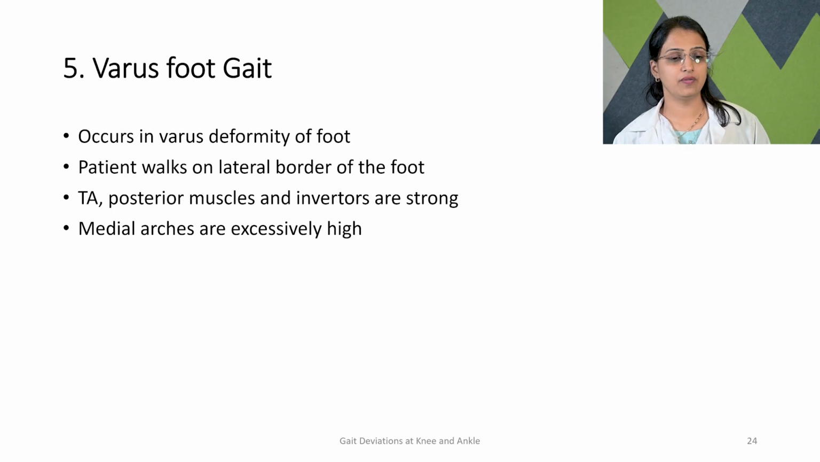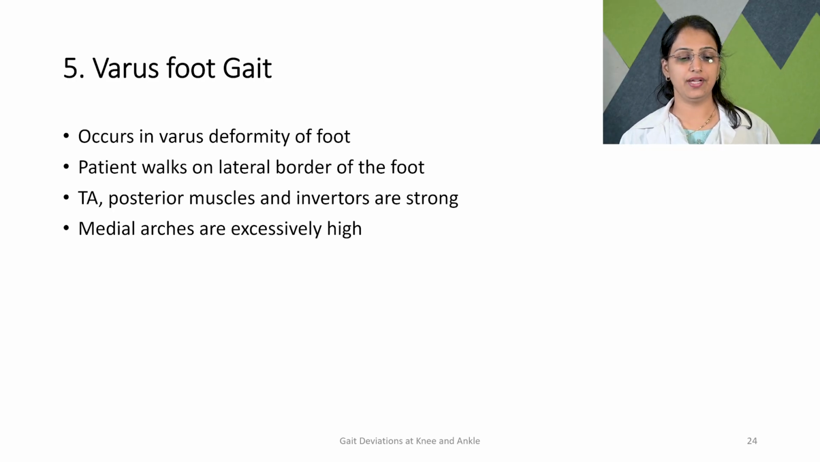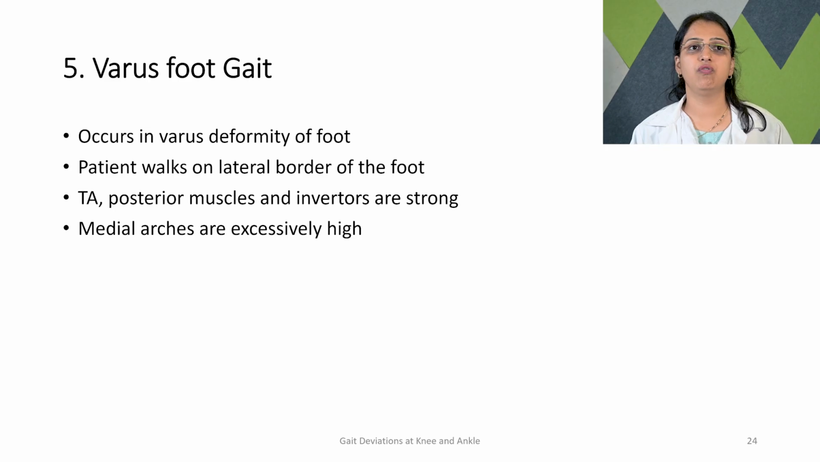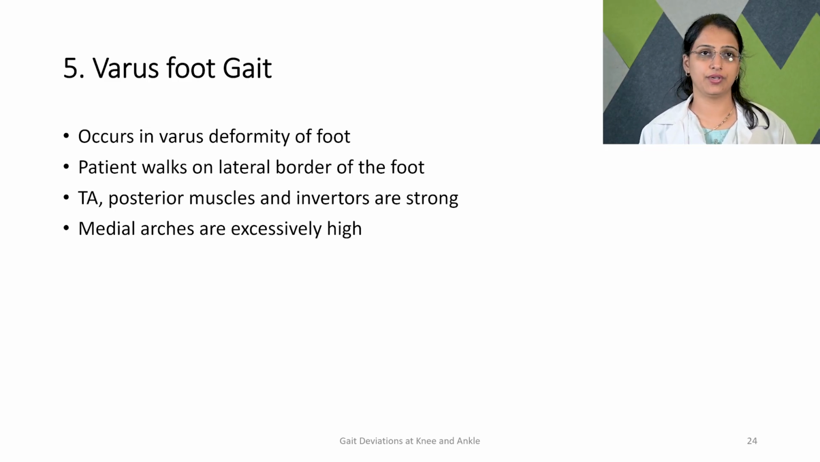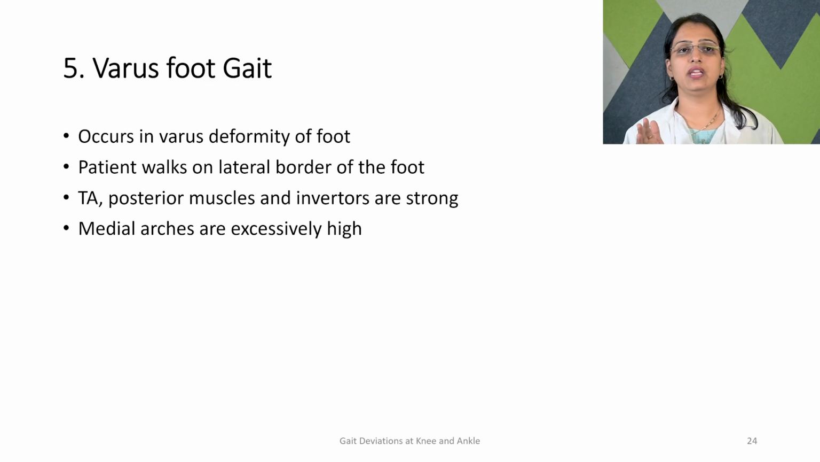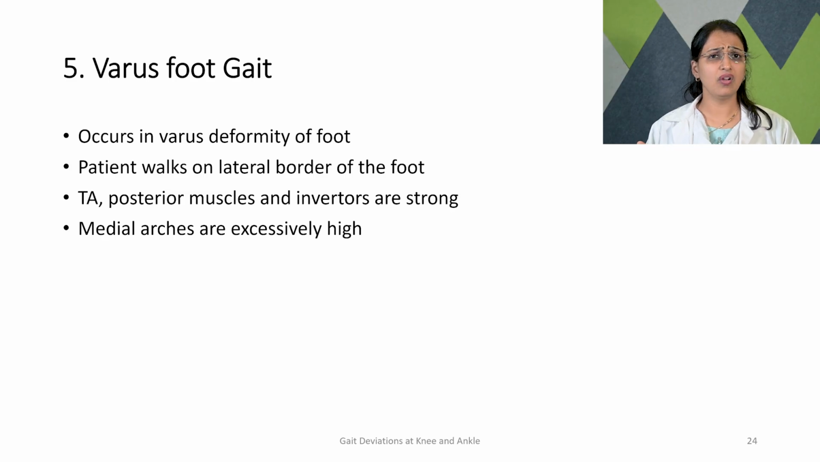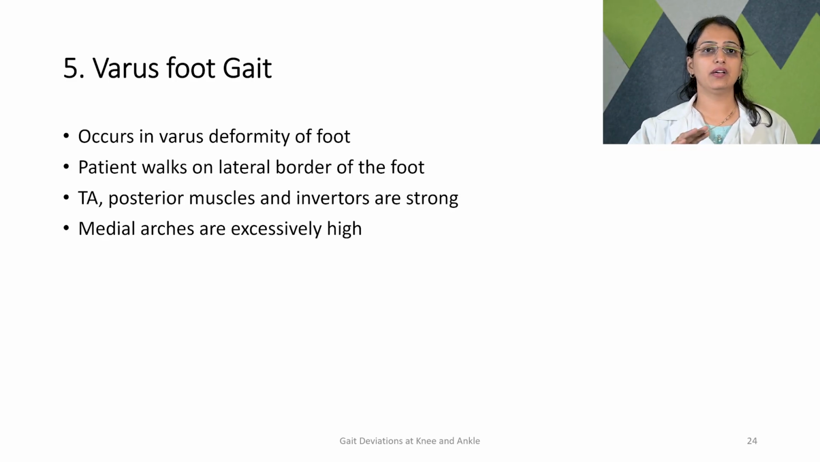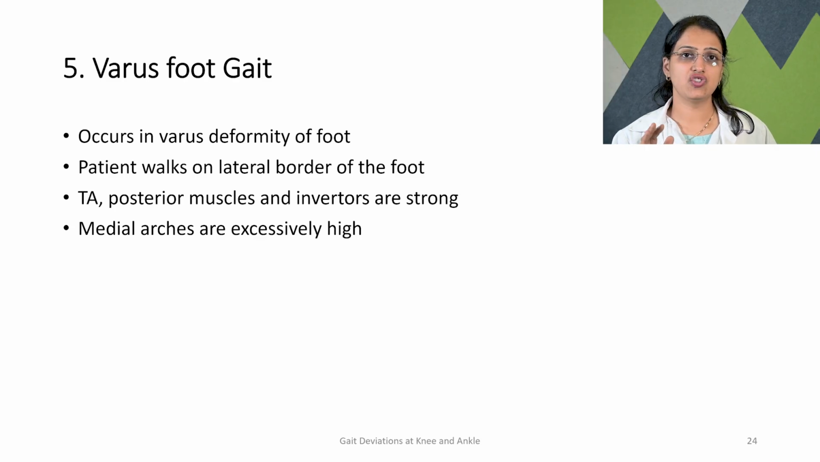Okay. Fifth one is varus foot gait. Usually it occurs in varus deformity of foot. So here patient walks on the lateral border of foot. Okay. Here the tendo Achilles muscle, posterior muscles of ankle joint and inverters are very strong. And the medial side arches are excessively high.